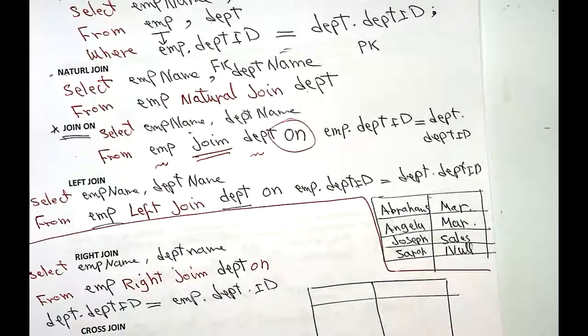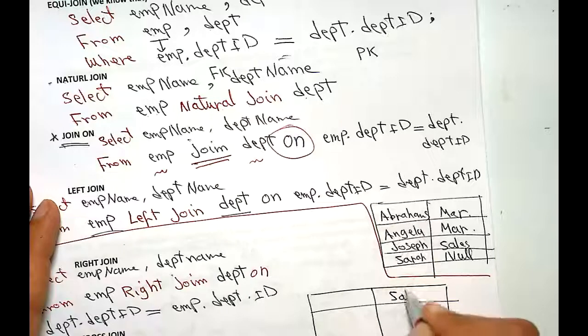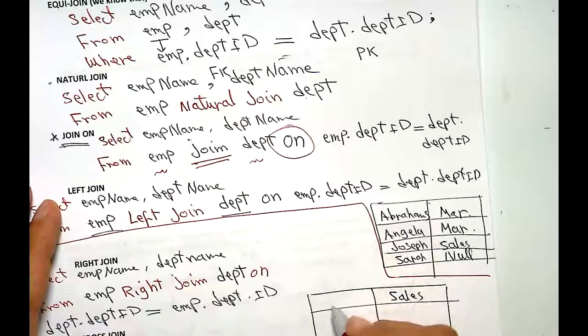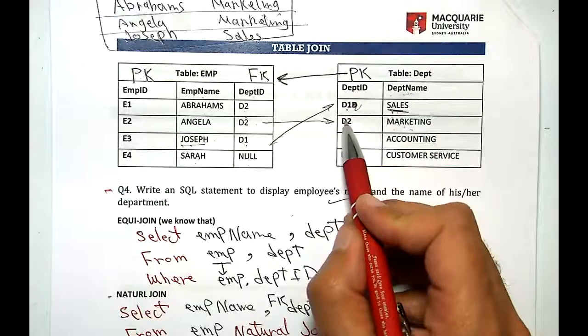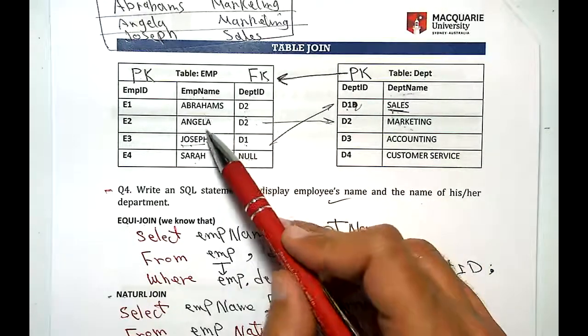Okay, so I will have, so maybe sales. Okay, and who works at sales? Joseph. Okay, so number 2, marketing, D2. Who works at D2? We have 2 employees, Abrahams and Angela.